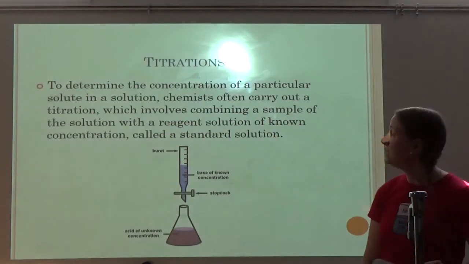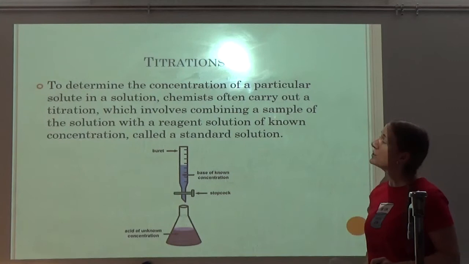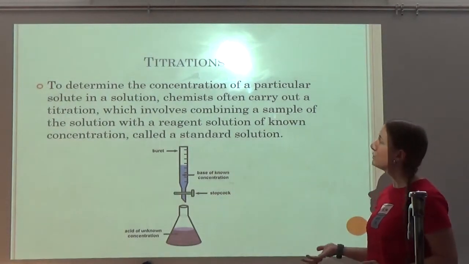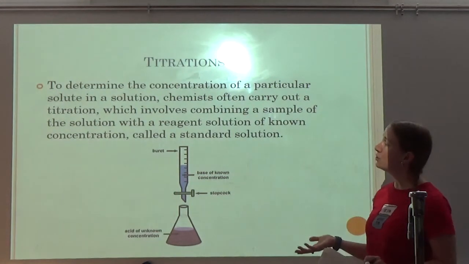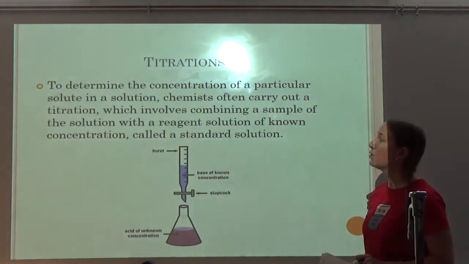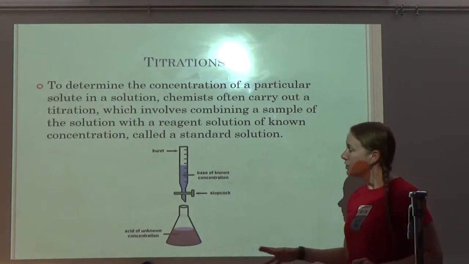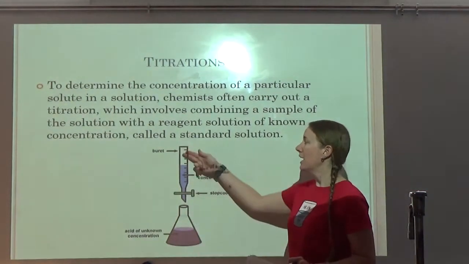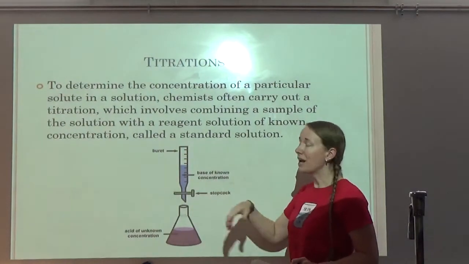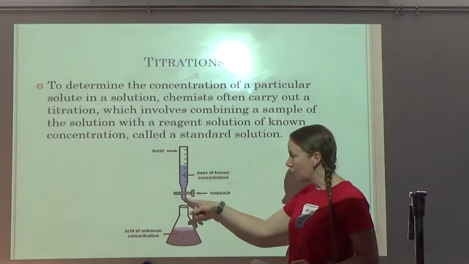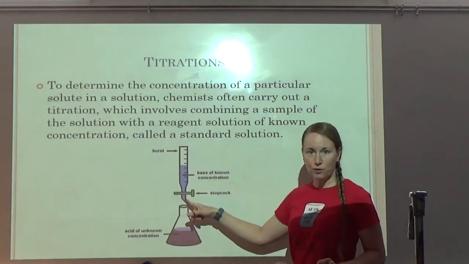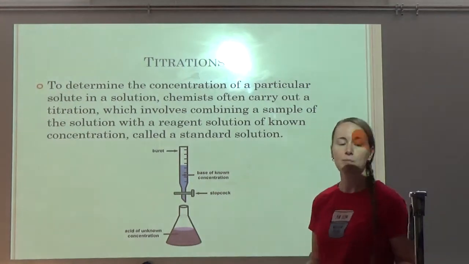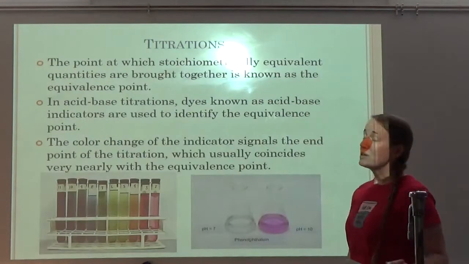Alright, so titrations. To determine the concentration of a particular solute in a solution, chemists often carry out a titration, which involves combining a sample of the solution with a reagent solution of known concentration called the standard. So down here we have our unknown solution, and up here in our burette, we have our known solution. So we should know everything about what's in the burette. Something down here we don't know, could be the concentration. So that's what's happening in a titration.